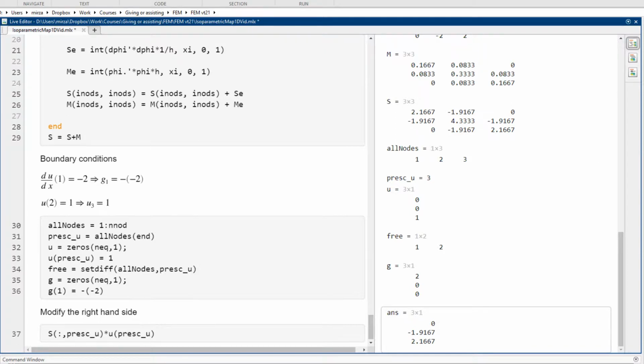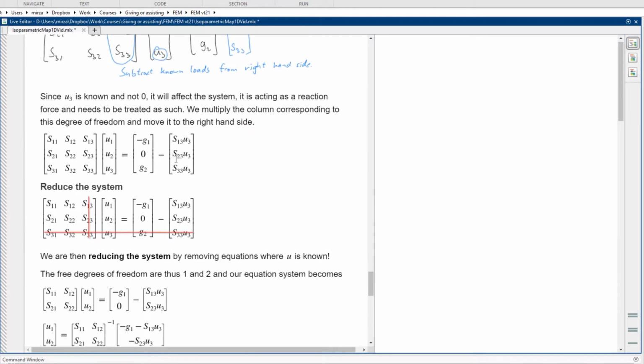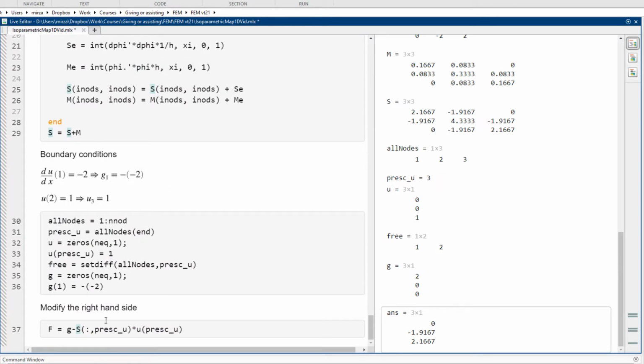All right, so this is our right hand side. Now we need to define what our right hand side is. So F here denotes the right hand side, and we have G minus this stuff here. And again, we take a look at what we have here, and that's exactly that. We have G minus this S times U business. So exactly this.